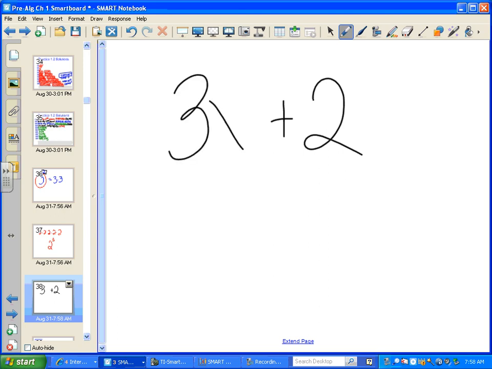Good job. Remember these verbal expressions? We're going to do more practice with these in the next week, so make sure you're okay with translating them. What is the difference between an expression and an equation? You should all really have your hands up. Good job. Equation has an equal sign, expression does not.